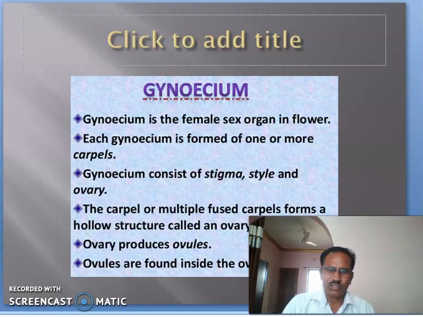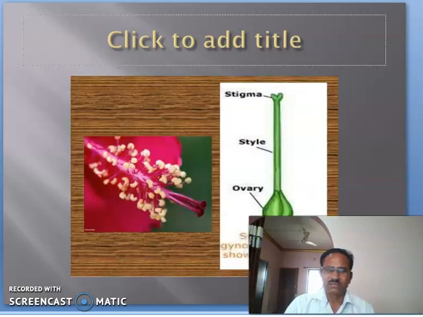Gynoecium. Gynoecium is the female sex organ of flower. Each gynoecium is formed of one or more carpels. Gynoecium consists of stigma, style and ovary. The carpel or multiple fused carpels forms a hollow structure called an ovary. Ovary produces ovules. Ovules are found inside the ovary.